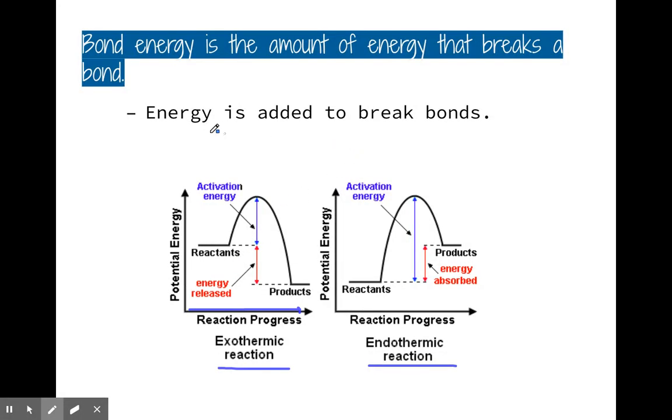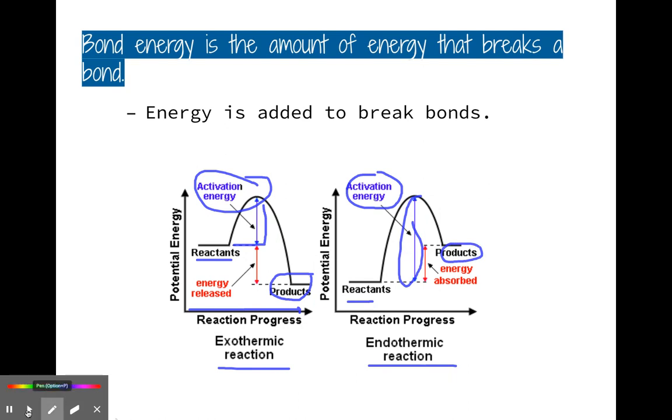So energy is needed or is added to break bonds, which is known as our activation energy. For example, if I start off with my reactants, I need this amount of energy to break up the reactants to make our products. Same thing here. If this is my reactants, this is the amount of energy needed. And at the end, that would be our products.